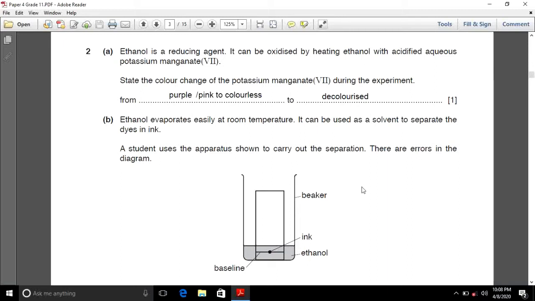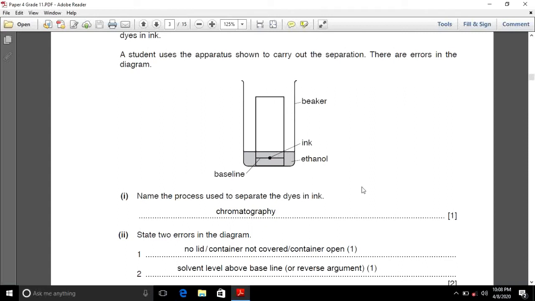Part B: ethanol evaporates easily at room temperature because it is a volatile compound, and volatile compounds are those compounds which evaporate at room temperature. It can be used as a solvent to separate dyes in ink. A student uses the apparatus shown to carry out the separation. There are two errors in the diagram. As you can see in the diagram, this is the baseline. It is immersed in the ethanol solvent.